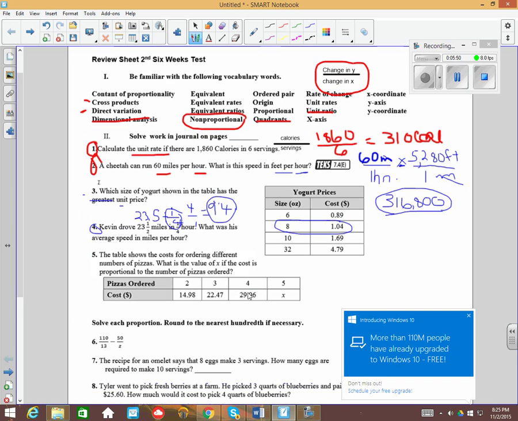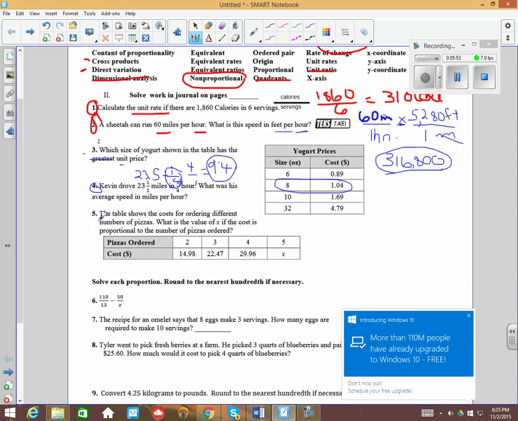Looking at number 5, the table shows the cost of ordering different numbers of pizzas. What is the value of X if the cost is proportional to the number of pizzas? So if it's proportional, you know that you can cross multiply and get the same answer because you have the right proportions.